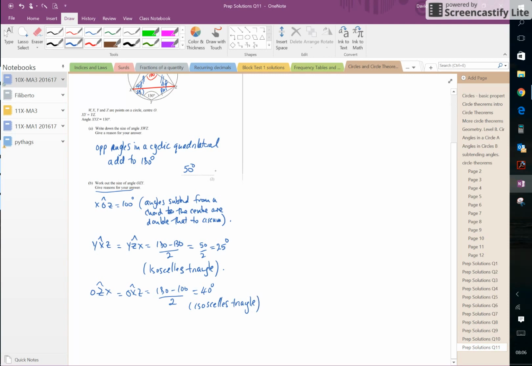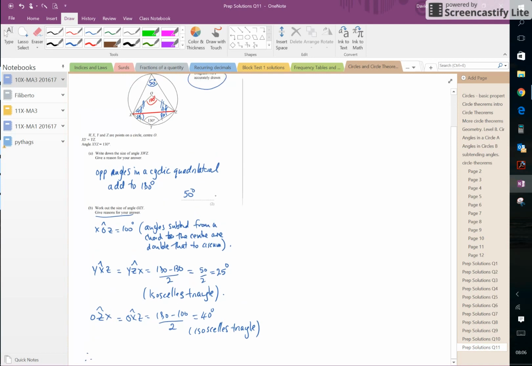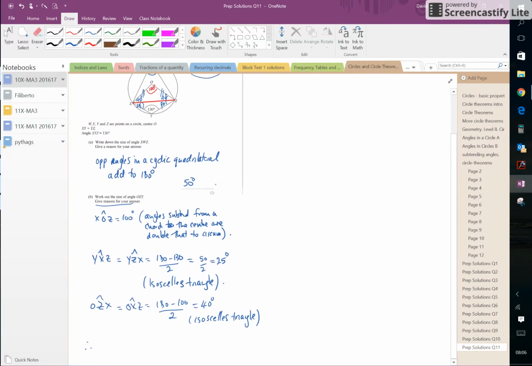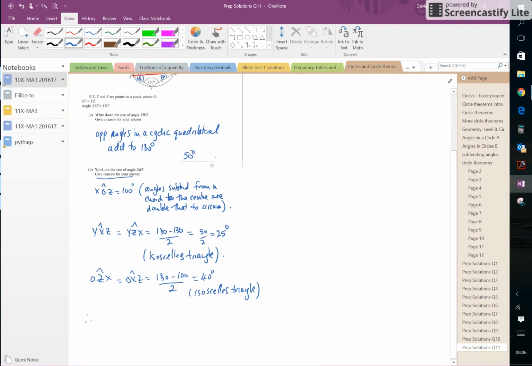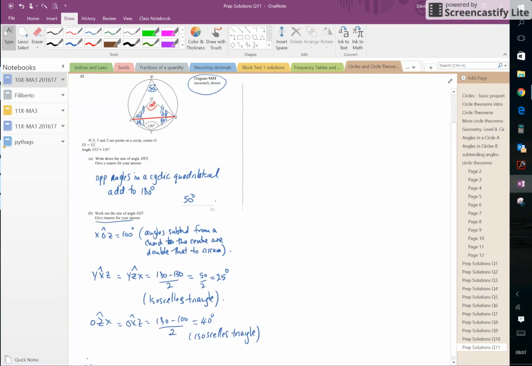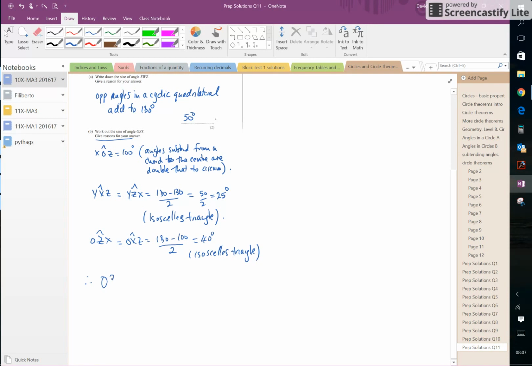And once we've got that, we can therefore say that the angle that we need, beg your pardon, OZY. So that's OZY is 40 plus 25, which is 65 degrees.